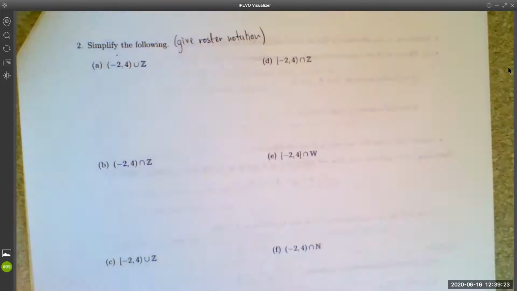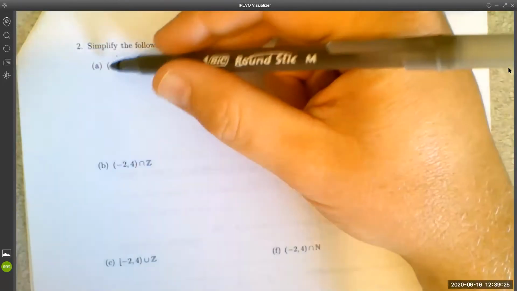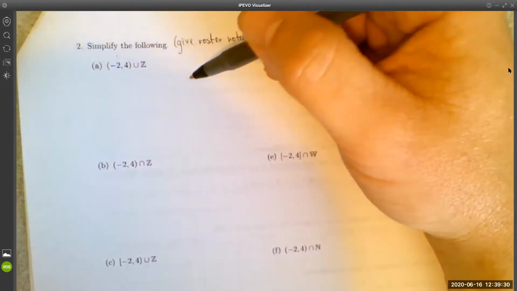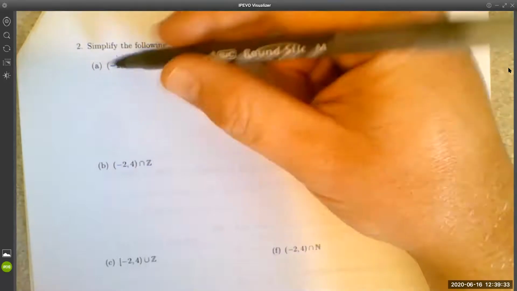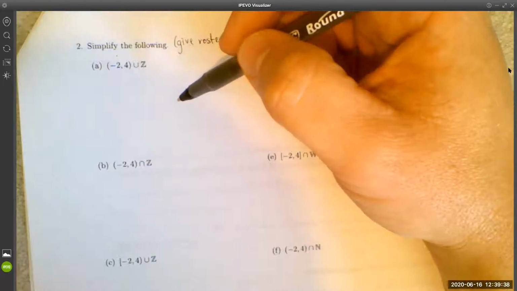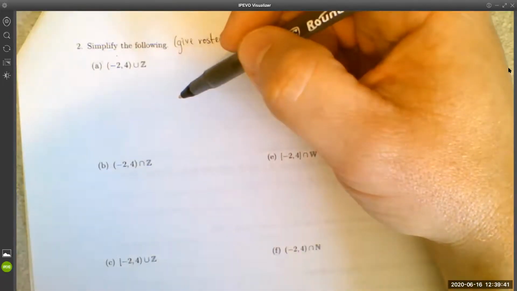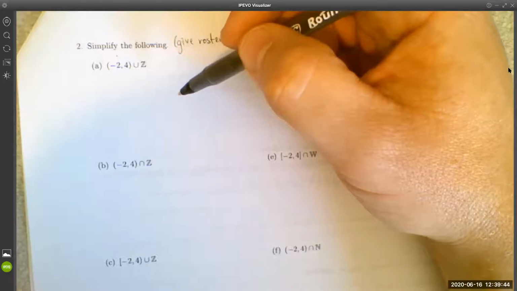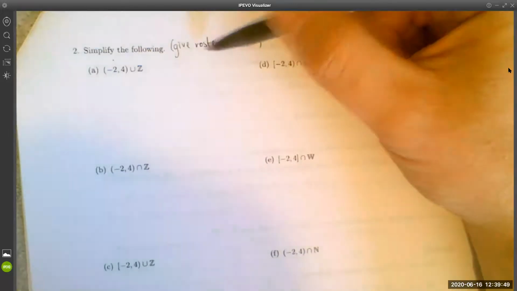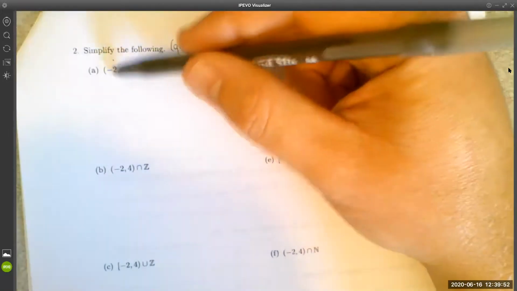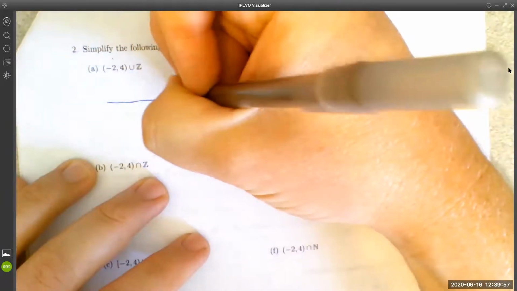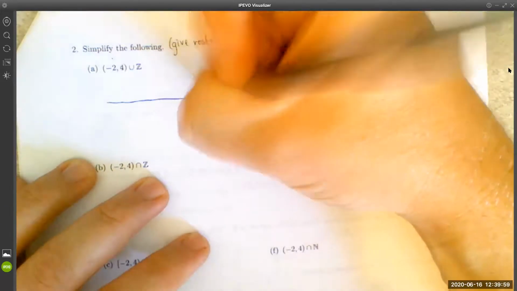So let's do that for part A. I'm thinking negative 2 to 4, and then union Z. Any integer is going to be in this set, but then also any real number between negative 2 and 4 is going to be in the set. Well, goodness, how would I even do this? You can't really give the roster notation because there are infinitely many numbers. Ultimately what I'm trying to get you to see is that this set is going to look something like this.